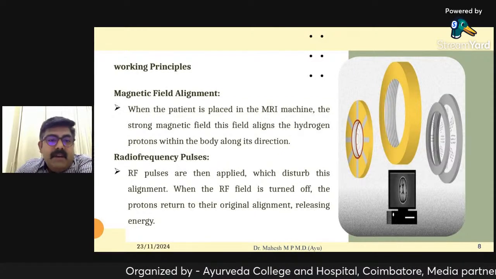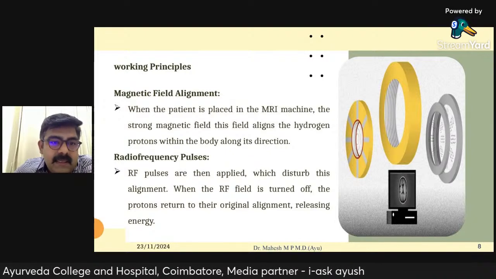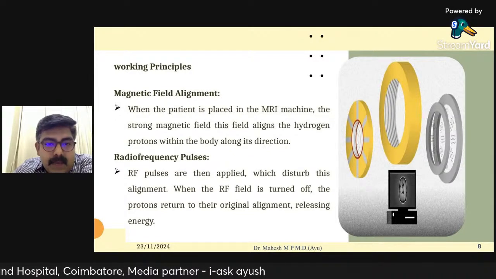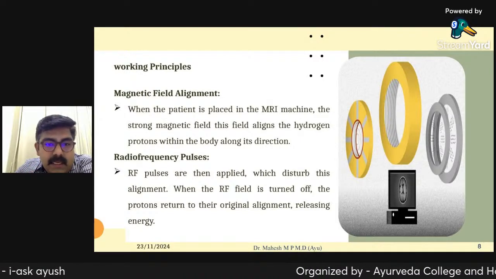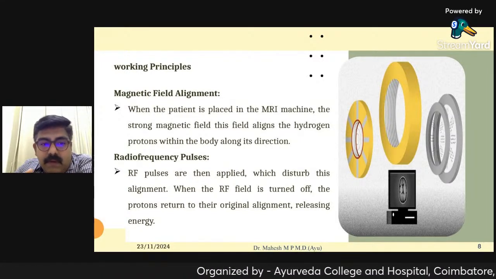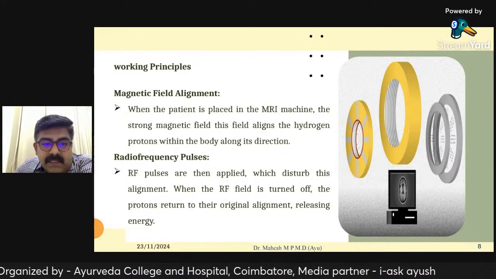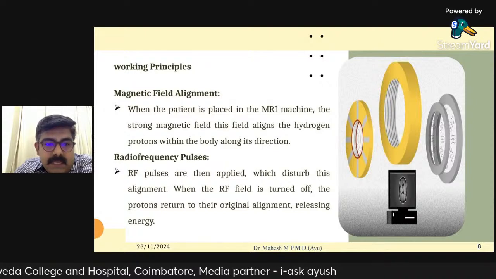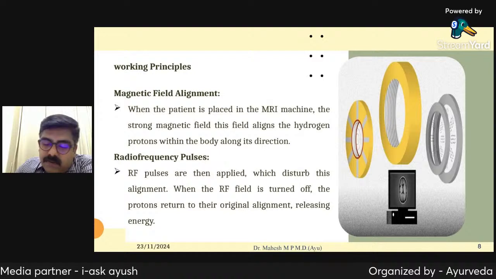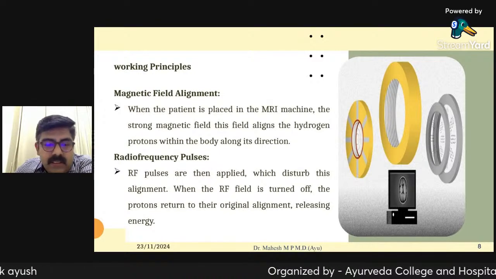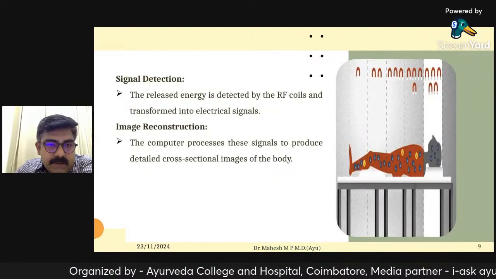And how the MRI works, we already said there is a strong magnetic field. When the patient is placed in the MRI machine, the strong magnetic field aligns the hydrogen atoms and protons within the body, and radio frequency pulses are applied that disturb the alignment. When the pulse is turned off, the protons return to their original alignment, releasing energy that is captured and utilized for the MRI images.